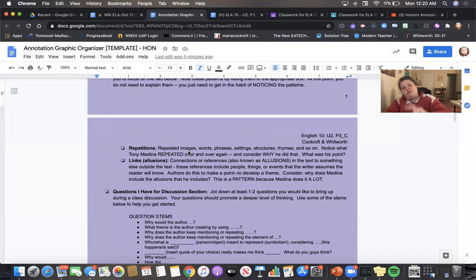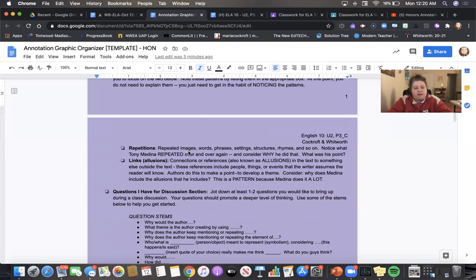The second one I want you to notice is links, aka allusions. There are connections or references from the text to something else outside the text. So these references include people, things, or events, or other texts, or movies, or music, but anything outside the text that you're reading. Authors do this to make a point, to develop a theme. They reference it because they assume that you're going to know what it is and that you're going to be able to say, oh, I think he referenced this because blank.